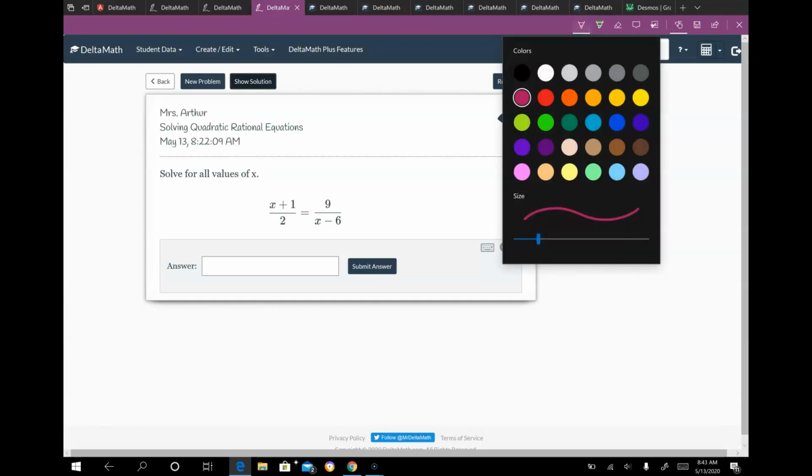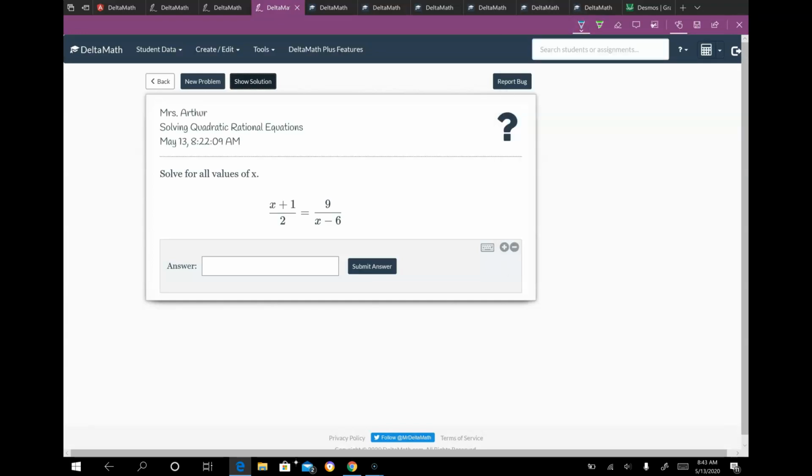Next one is going to be another cross multiplication. But since I've shown you that one several times, let's go to Desmos.